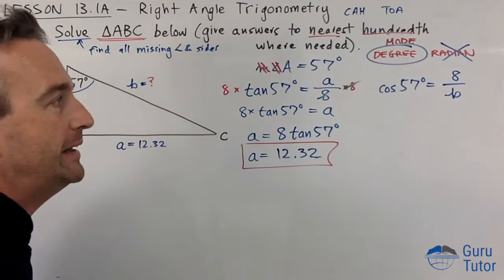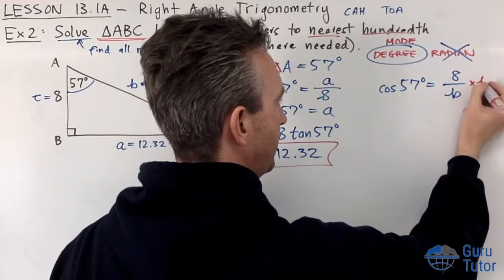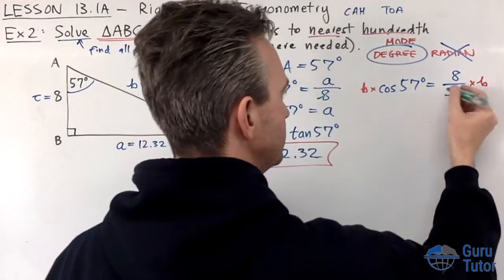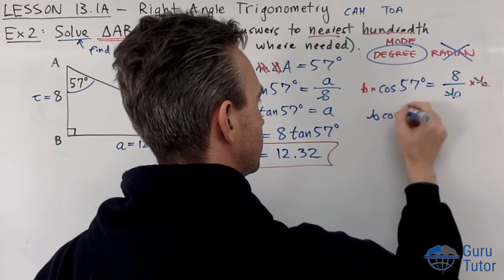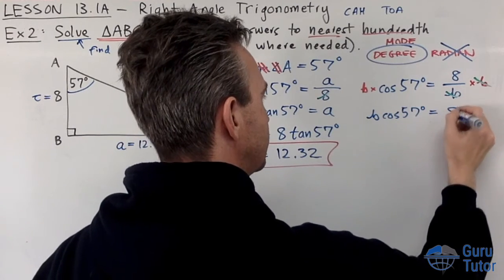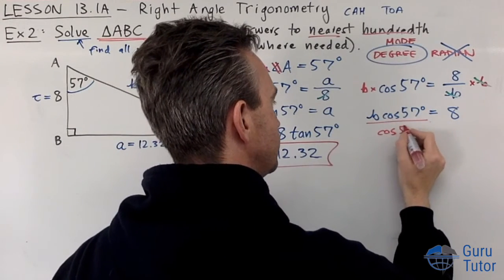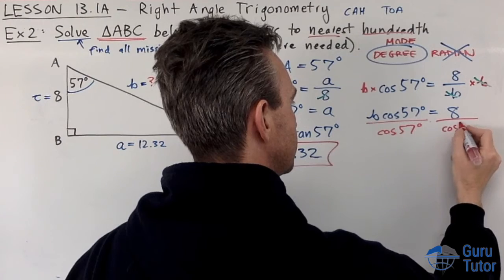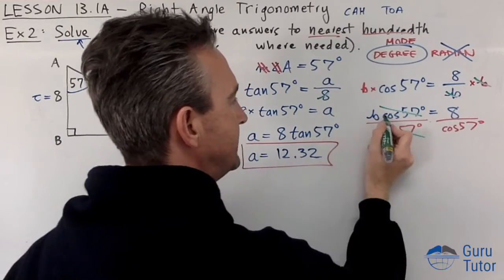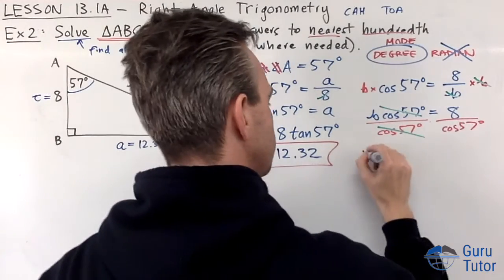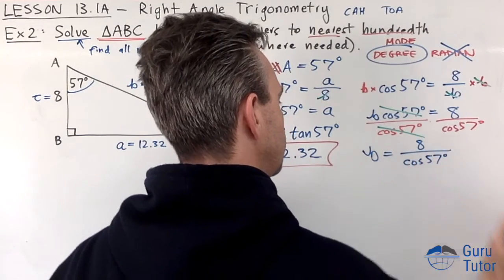Okay, so now we're going to figure out what B is. So I want to get B alone. How do I do that? I'm going to multiply both sides by B to start with. So B cancels out, and we get B cos 57 degrees equals 8. Now how do I get B alone? I'm going to divide both sides by cos 57 degrees. And watch this. Now the cosines cancel out, and I'm left with B equals 8 over cos 57 degrees.